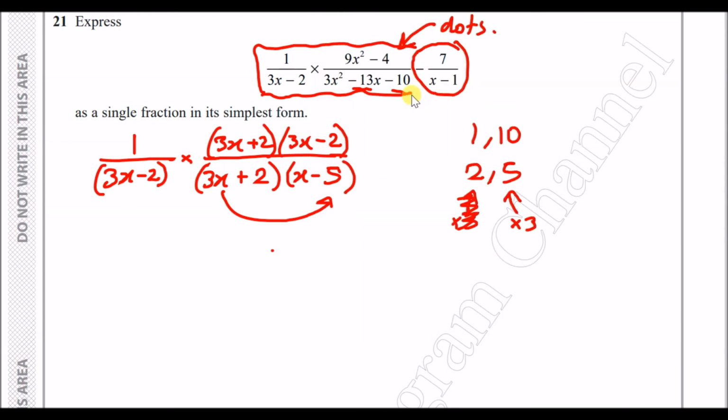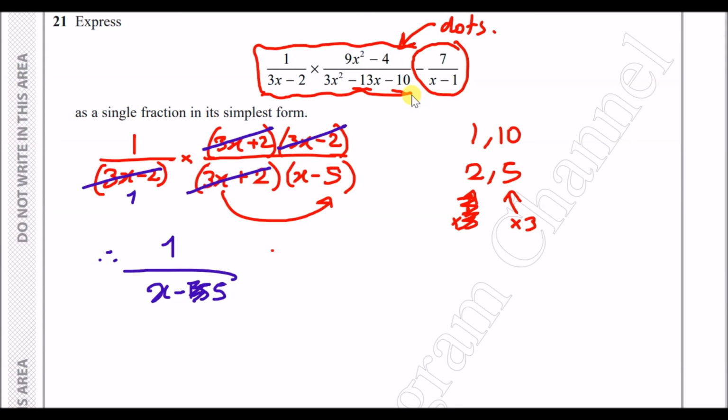Looking up and down from our fraction, we've got 3x plus 2 and 3x plus 2, they go. We've got 3x minus 2 and 3x minus 2, they go. So now all you're left with, guys, is just 1 times the top, which is 1. And this is basically just 1 left. So 1 times x minus 5 is x minus 5. Okay, that's good.